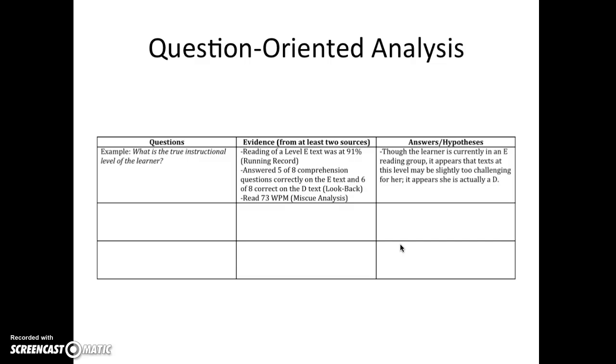So you can see here what I've done in this example is I've posed a question, I've gathered some data that seems relevant to answering the question, and then from looking at that data, I've posed a hypothesis that can now be supported by evidence.